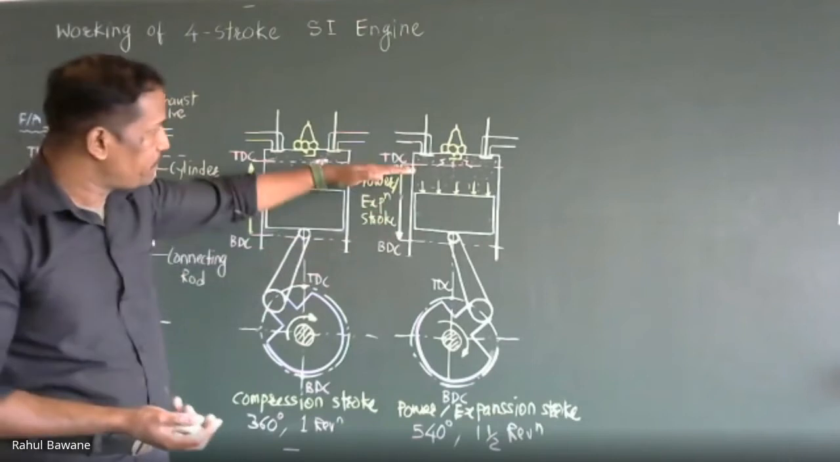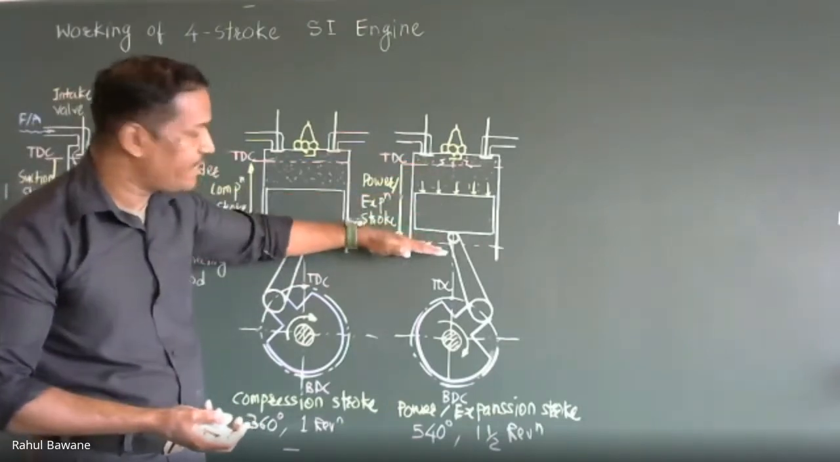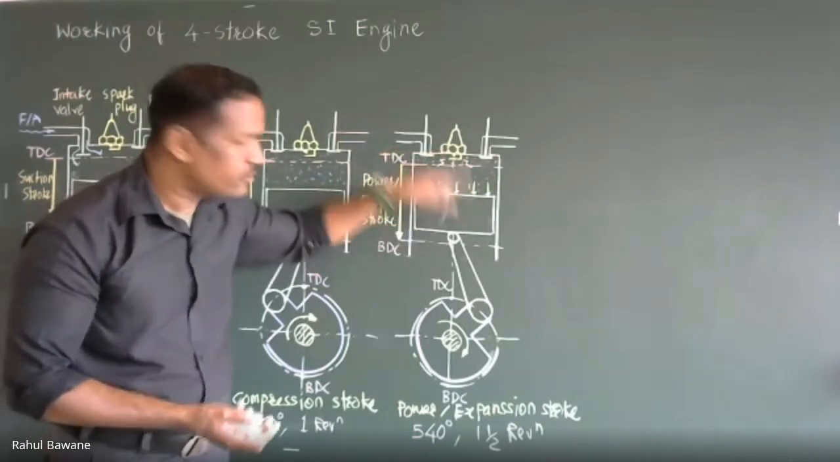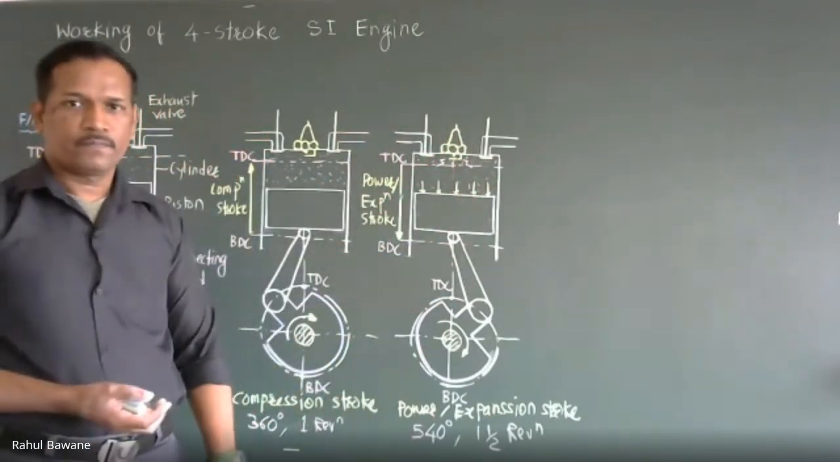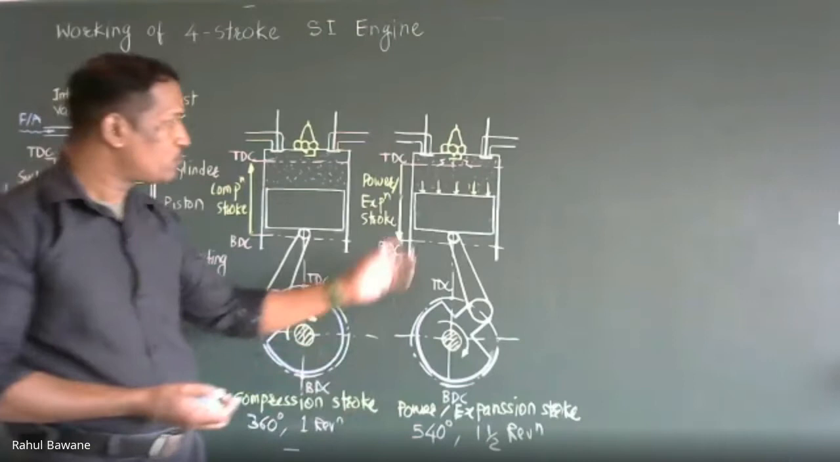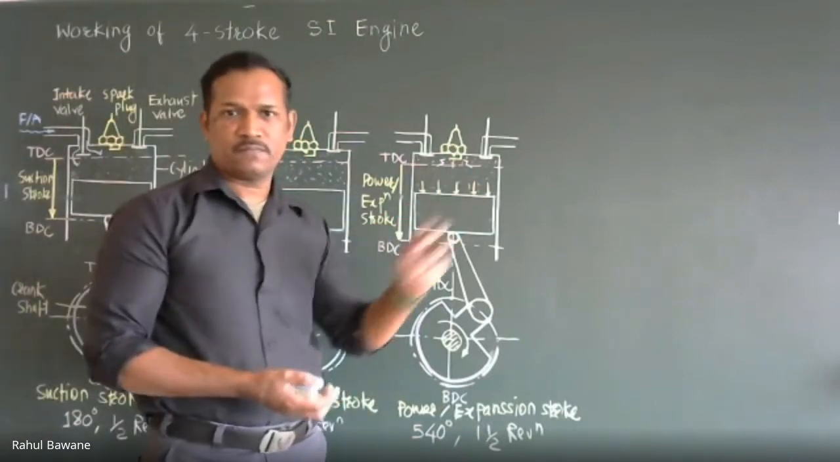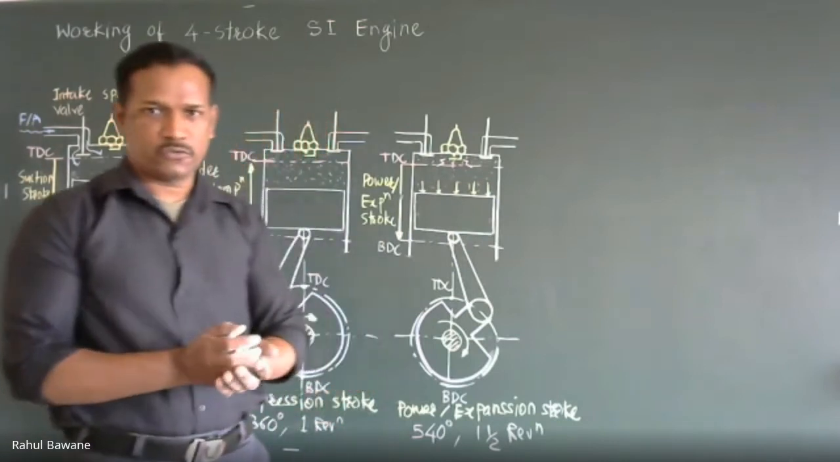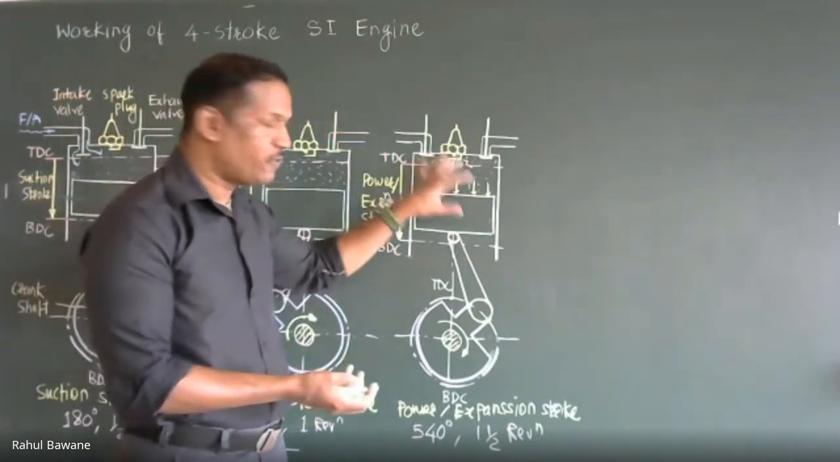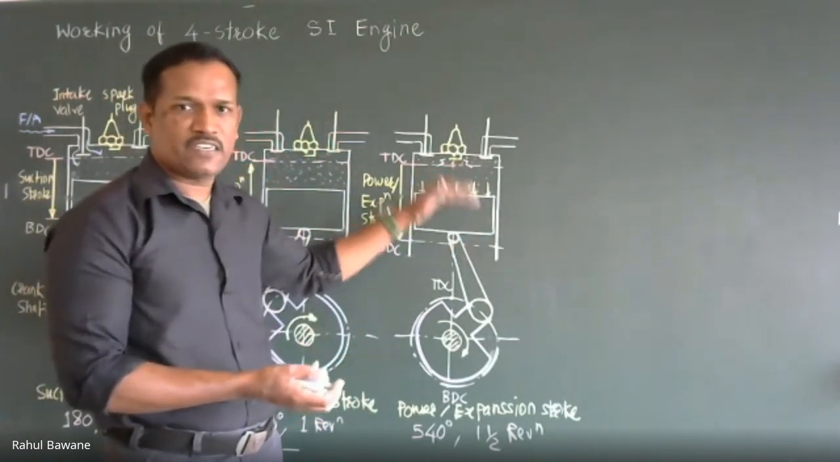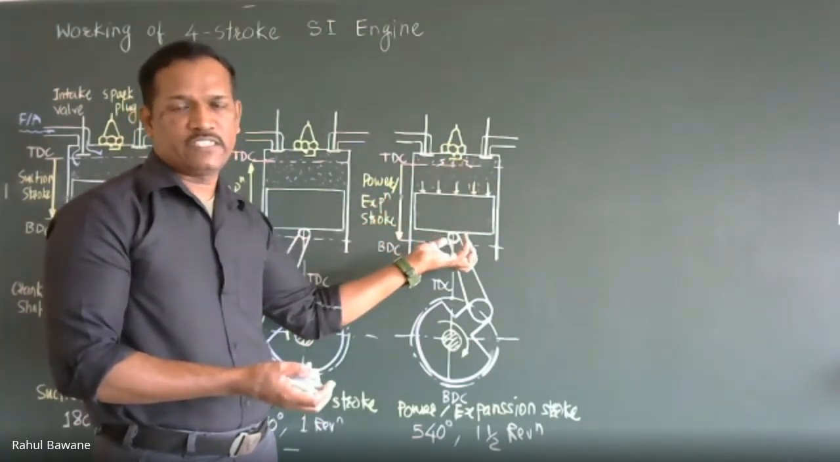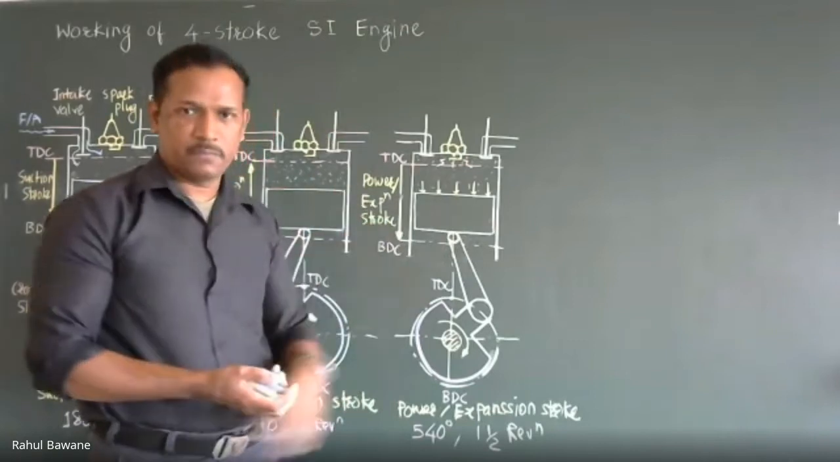Now imagine when piston hits BDC at the end of power stroke, your complete cylinder is filled with exhaust gas. Now we have to remove all this exhaust gas. For that we have a last stroke that is called exhaust stroke, because we have to use same cylinder piston arrangement for inducting again a new fresh charge so that our cycle will repeat.